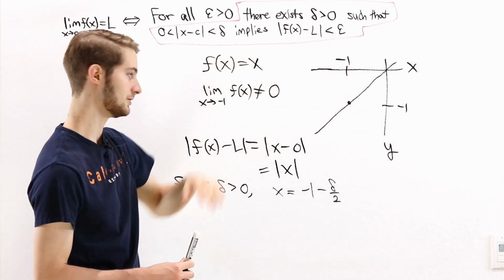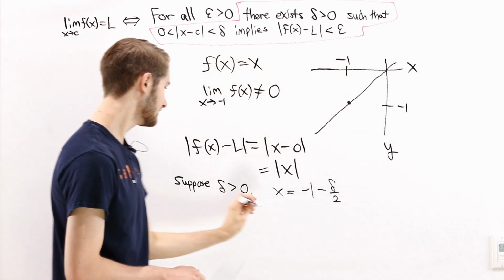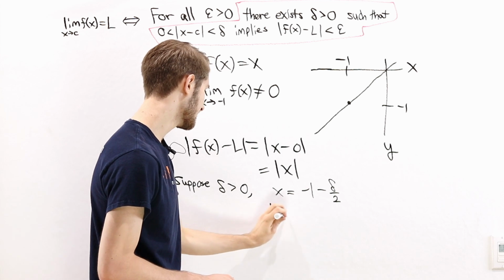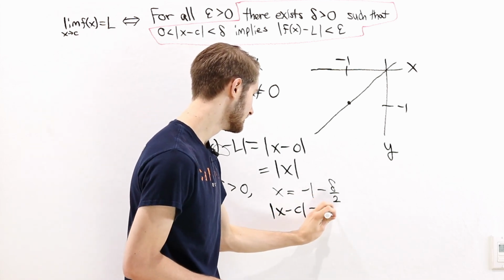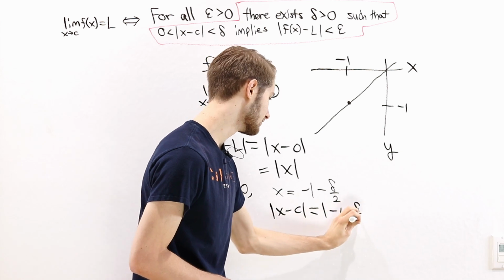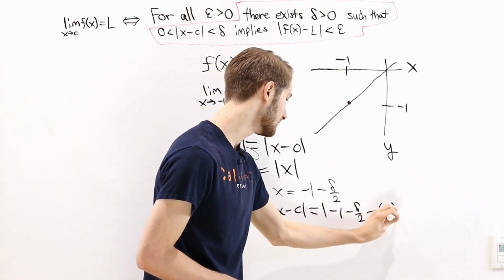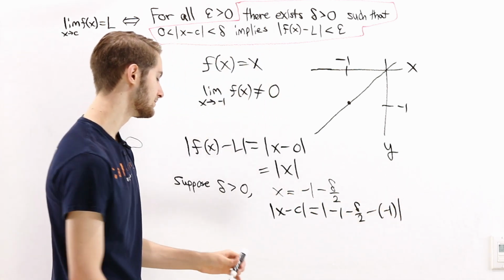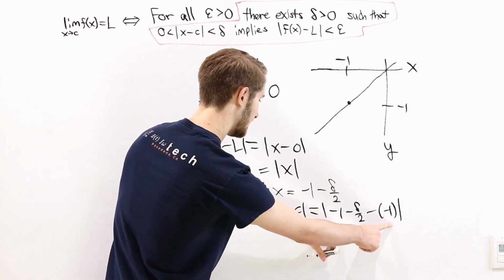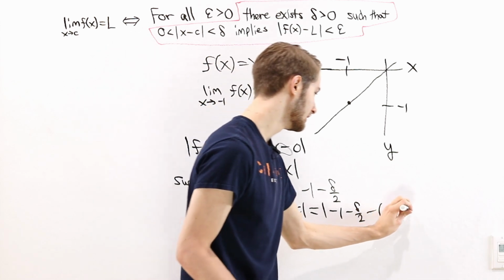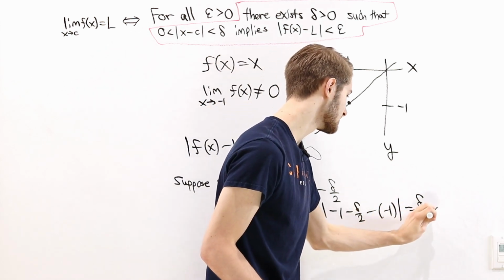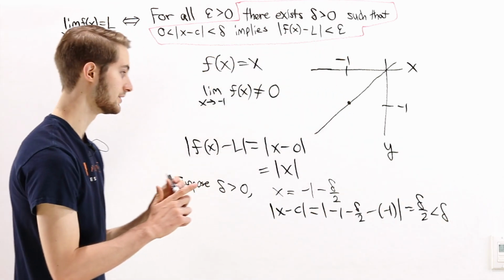That's our ultimate goal. So again, if we take the distance from x to c, that's going to be the distance from -1 minus delta over 2 to -1. And we do a little bit of algebra here. The negative ones are going to cancel out. We get the absolute value of negative delta over 2, and that becomes delta over 2, which is less than delta, just like we want.